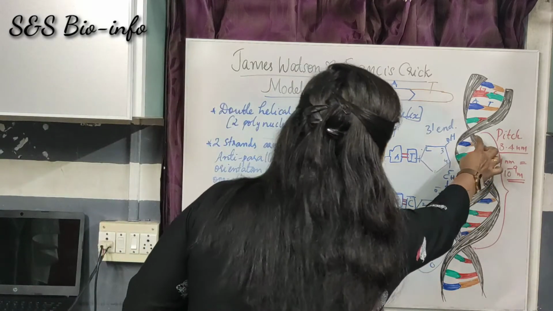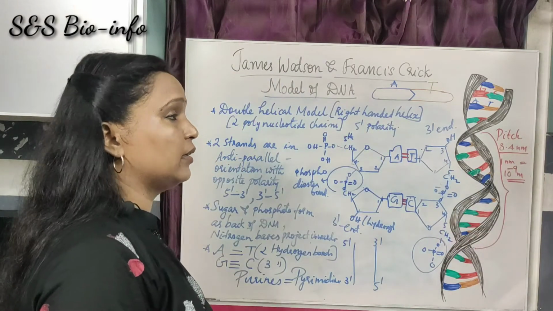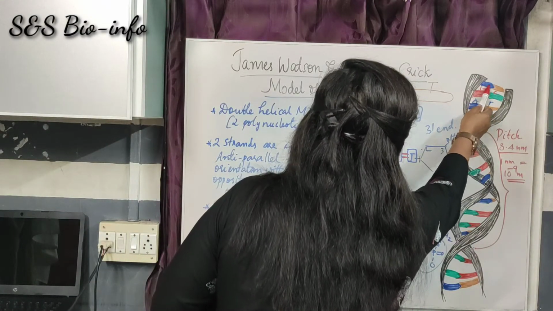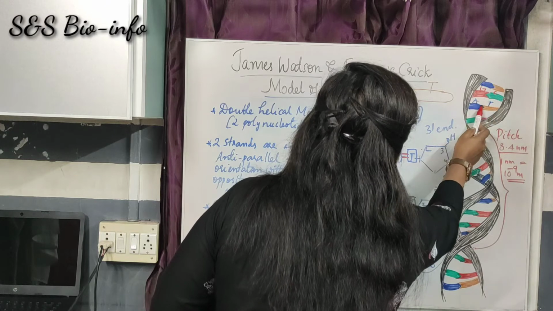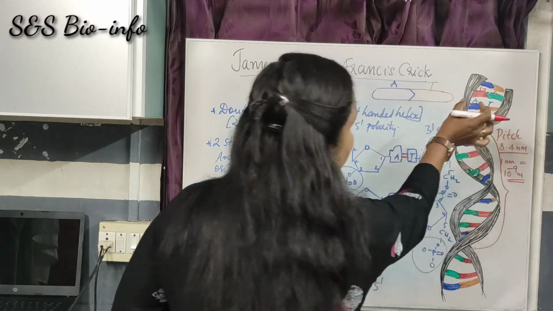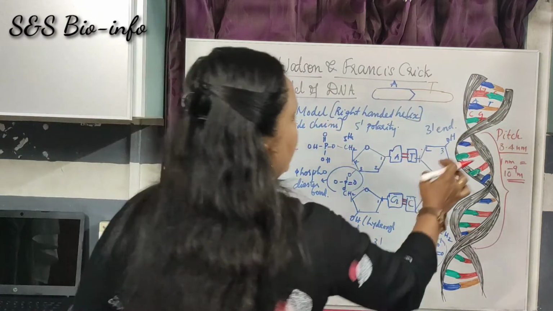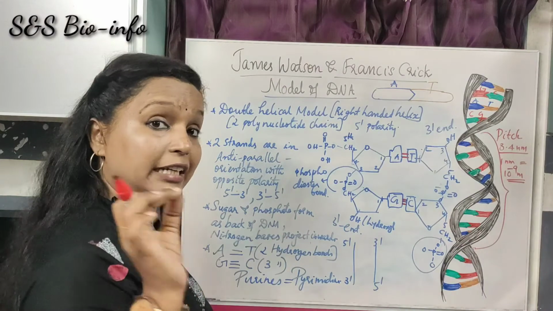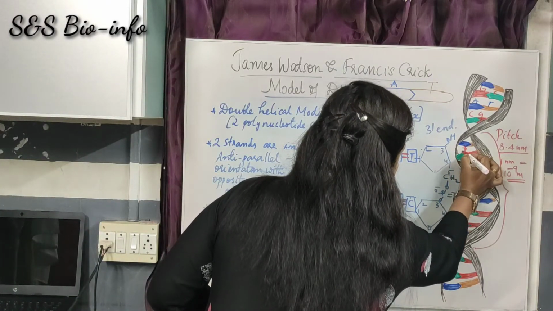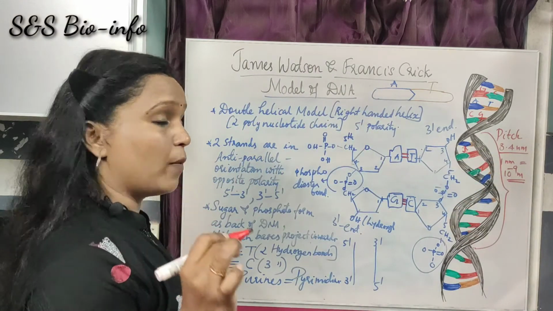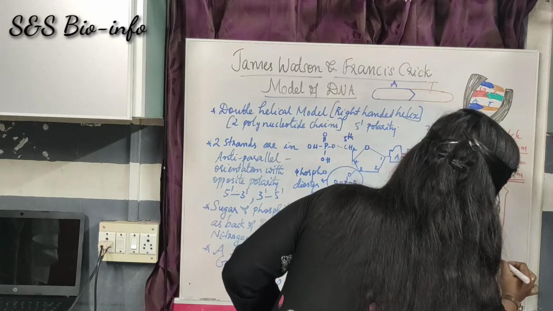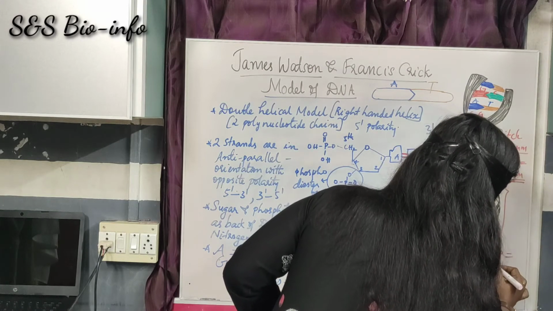Then here in the full turn, there are approximately 10 base pairs. So each step can be considered as one base pair, like guanine, cytosine, adenine, thymine, cytosine, guanine, like that. It forms base pairs. Since there are approximately 10 base pairs in the full turn, the distance between two consecutive base pairs is 0.34 nanometer.